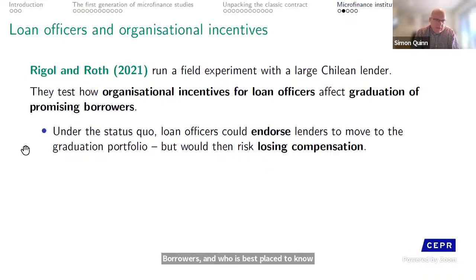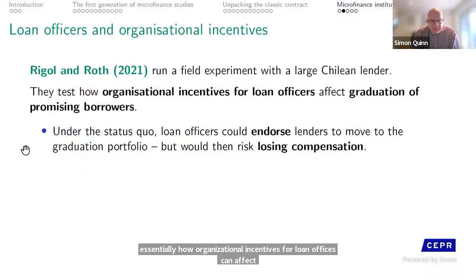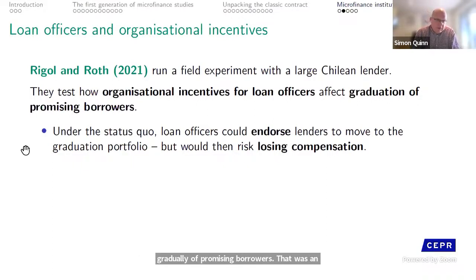So one very exciting recent paper in this space is the work of Rigol and Roth, who run a field experiment with a large Chilean lender. And this is designed to test essentially how organizational incentives for loan officers can affect graduation of promising borrowers. Now, there's an interesting status quo that Rigol and Roth study here, and this will be true for some, but not all microfinance institutions, of course.